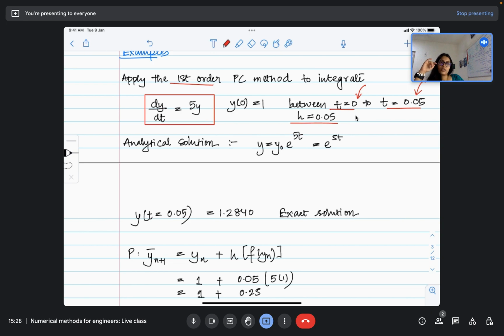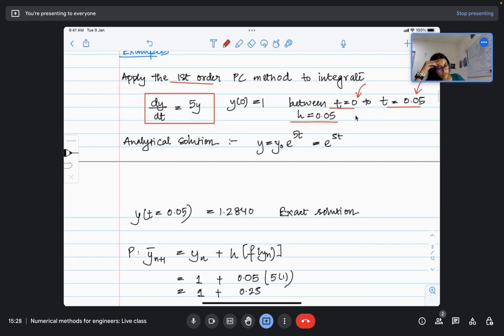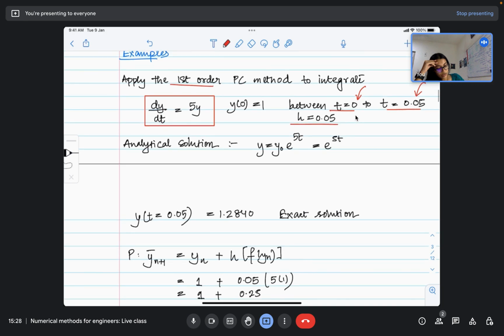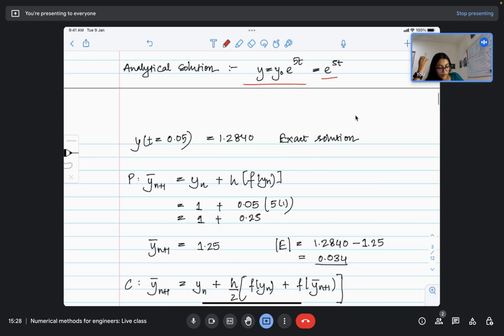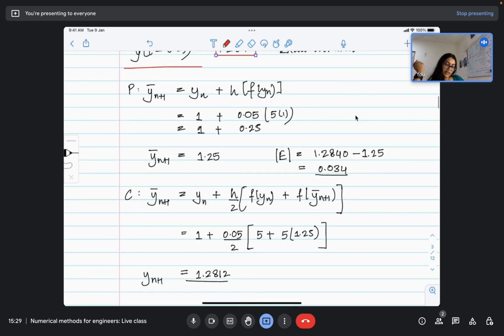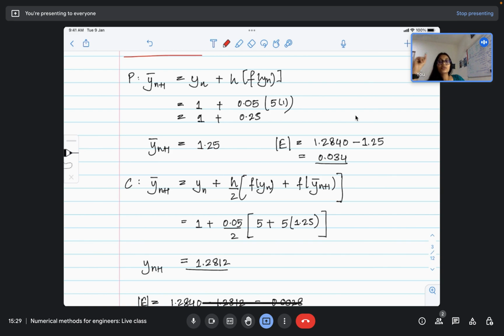Now, since we have used a very simple differential equation, the analytical solution of this differential equation is going to be y is equal to y naught e to the power 5t. Since y naught is given as 1, it reduces to e to the power 5t. If you use that analytical expression to compute y at t is equal to 0.05, the exact solution that we will get is 1.2840.